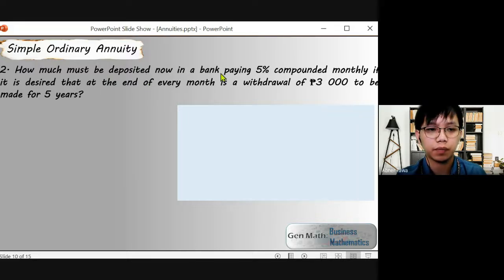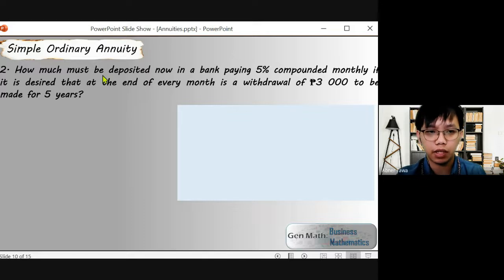So we have here, how much must be deposited, magkano daw yung i-deposit. Ibig sabihin, pag deposit, we're going to put. Ayan. Pag withdraw naman, yun yung ilalabas. Magkano ang i-deposit pag yung bangko offers a 5% interest compounded monthly, and if you want to withdraw an amount of 3,000 pesos every month for 5 years.